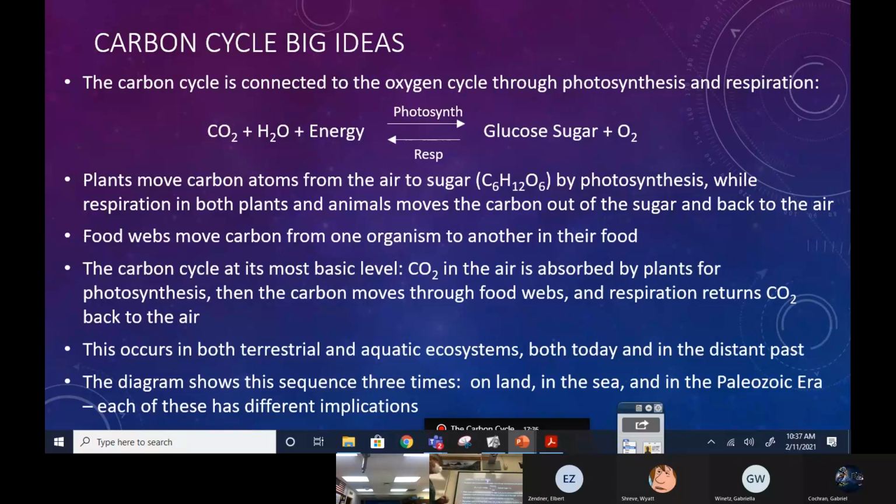And so what we're going to see when we look at the diagram is that same thing 3 different times. We're going to repeat ourselves a little bit with photosynthesis, eating, and respiration. We're going to see it on land, we're going to see it underwater, and we're going to see it long ago in the Paleozoic era.